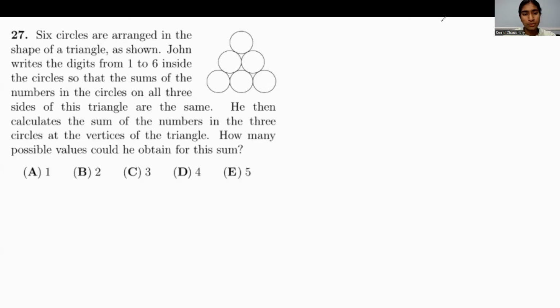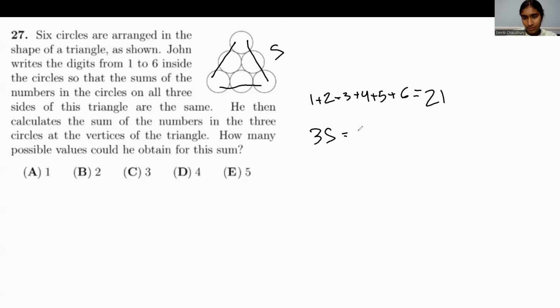So the one property about this triangle is that the sum of the numbers on these 3 circles is the same as this and this. So let's call this S for side. So 3S, the sum of all sides, would equal the sum of all digits, which is 1 plus 2 plus 3 plus 4 plus 5 plus 6, which is, let's see, 3, 6, 10, 15, 21. So 21 plus the sum of the vertices because they're being counted twice.